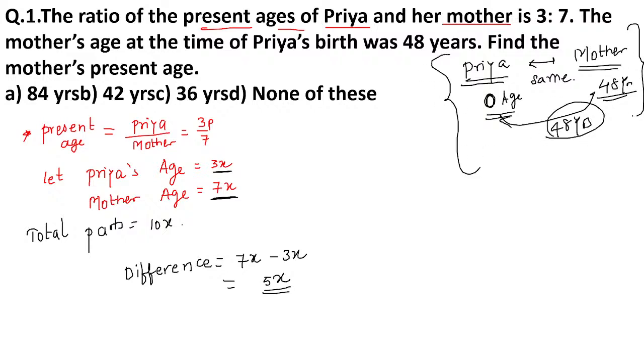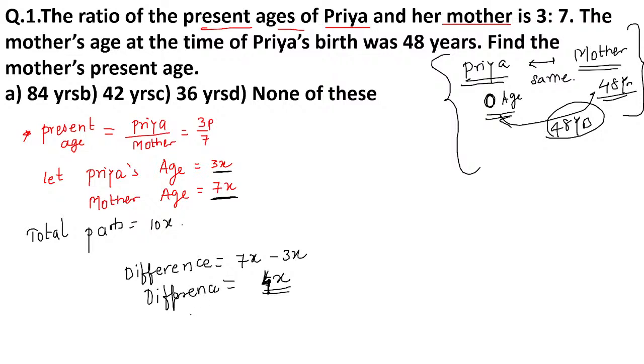First of all, tell me. The difference between Priya's age and her mother's age at the time of her birth. Of whose birth? Priya's birth. The difference between the ages is 48 years. Have you got this concept? Yes? So, here, okay, 4x. Sorry, 4x. Okay? So, difference is 4x as per what, students?